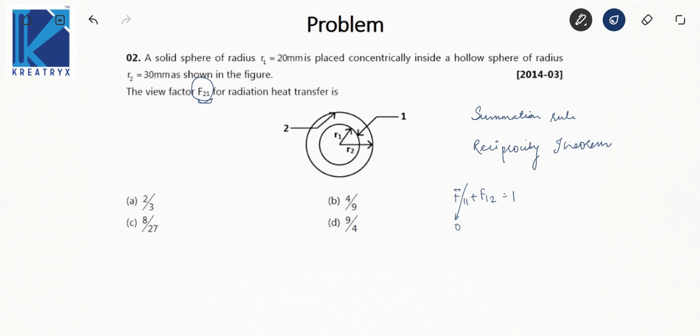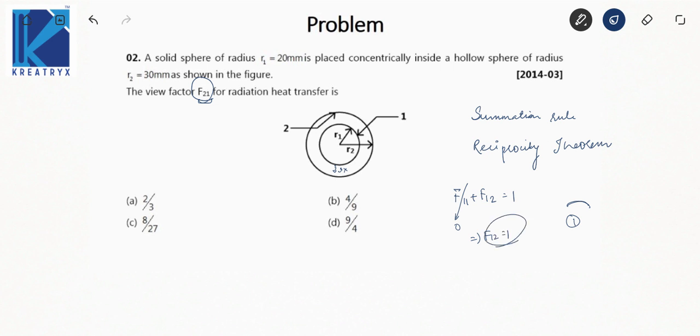It is 0. Why? Because 1 is a convex surface. So the radiation of energy from 1 on 1, it is 0. There is no fraction of radiation energy falling on 1 from 1. So f11 is 0. That implies f12 becomes 1.